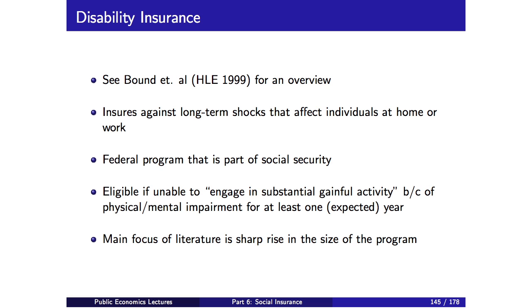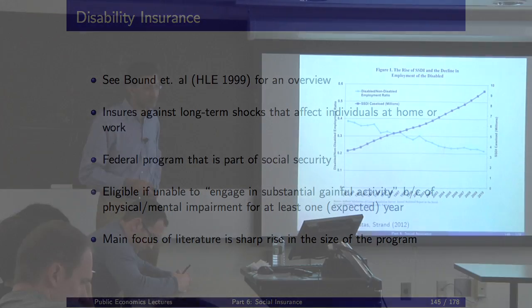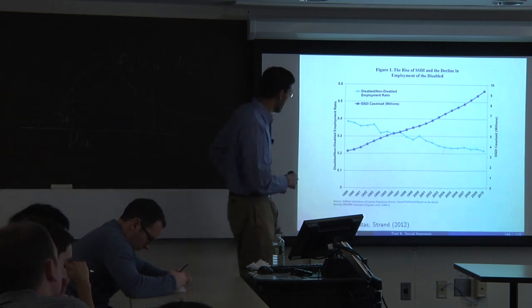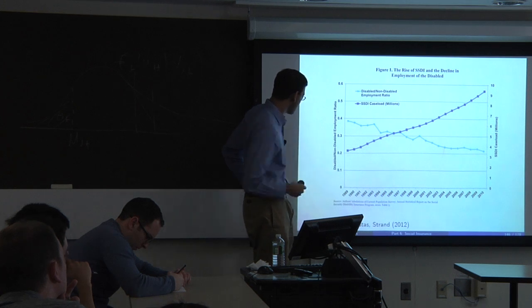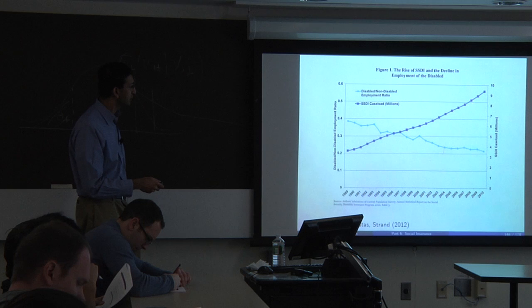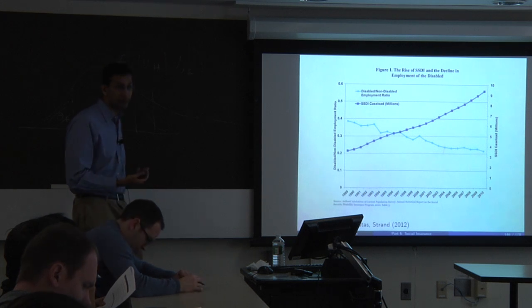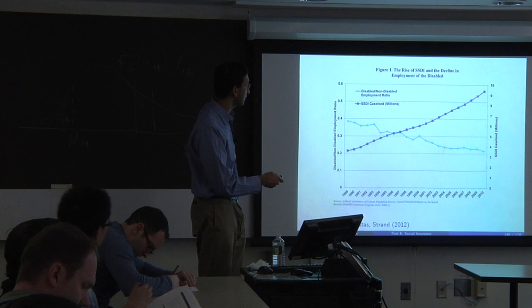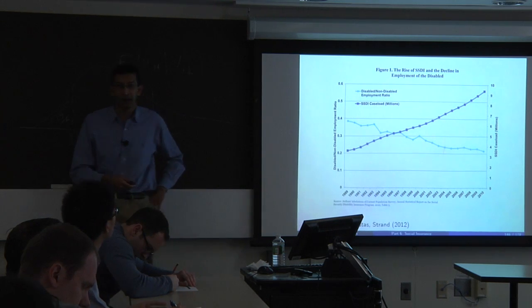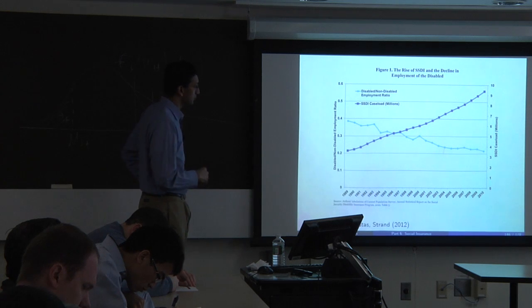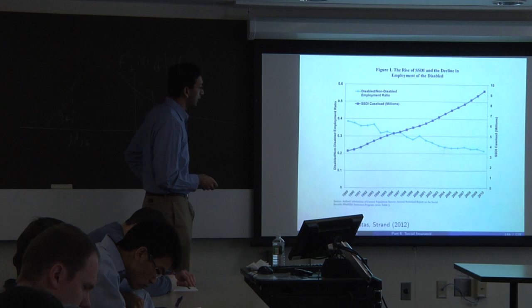So the main focus of the DI literature, the reason I think people have been so concerned about it, is the sharp rise in the size of the program. Going back even to the 60s, but this graph starts in 1989, but the trend goes further back. You see a tremendous increase in the caseload, that is, the number of people on disability insurance. It's actually quite stunning that today you have nearly 10 million people in the US on DI, and that trend looks almost linear. So you're going to have a huge number of people on DI going forward.